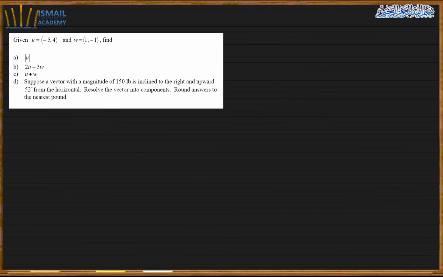Here they give me a vector space, so they give me vectors: u is minus 5, 4, and w is 1, minus 1. They ask me to find the absolute value of u. If I have a vector that has coordinates a, b, the absolute value of u is in fact the same thing as finding the hypotenuse: square root of a square plus b square.